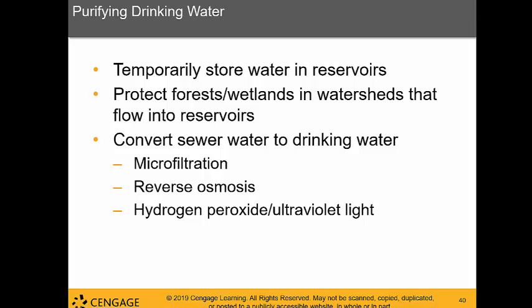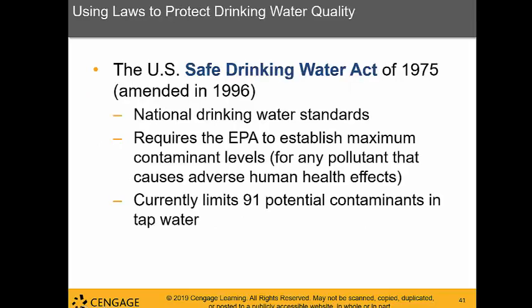We can also treat the water and remove microorganisms by concentrating ultraviolet light to sterilize it, or by adding the chemical hydrogen peroxide. While these are possible methods, it's always preferable to prevent the pollutants from entering the water in the first place. Thankfully, we have some laws to help protect our water from pollution. Although they weren't introduced until 1975, before that time, water pollution was really a huge problem with very little regulation.